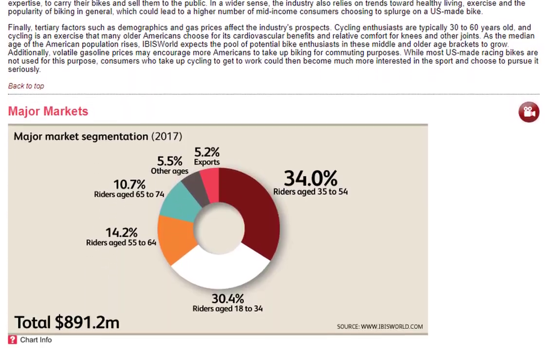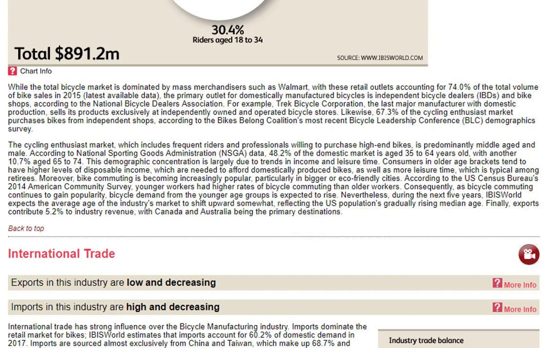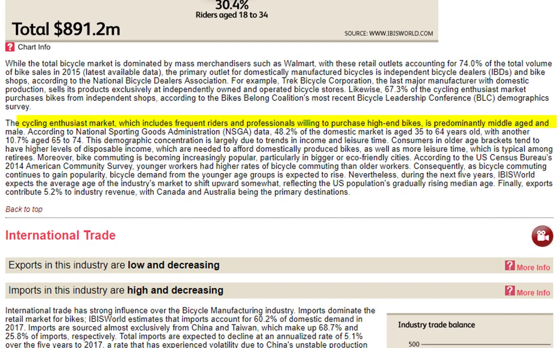And then major markets. This is where you start getting into ages: riders age 35 to 54, 18 to 34. If you look at the enthusiast market, this is what they call the cyclist enthusiast market. You'll see frequent riders, people willing to purchase high-end bikes. They are predominantly middle-aged and male.